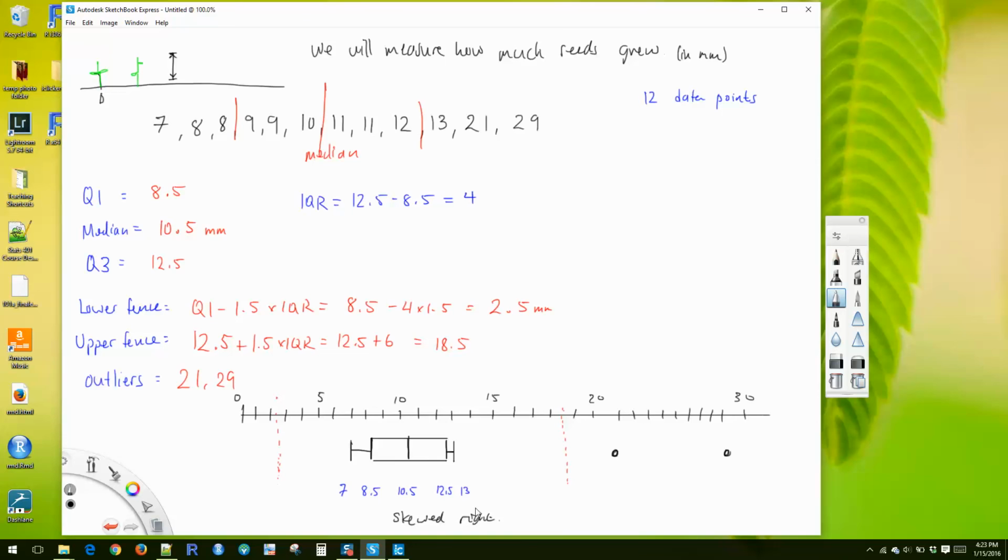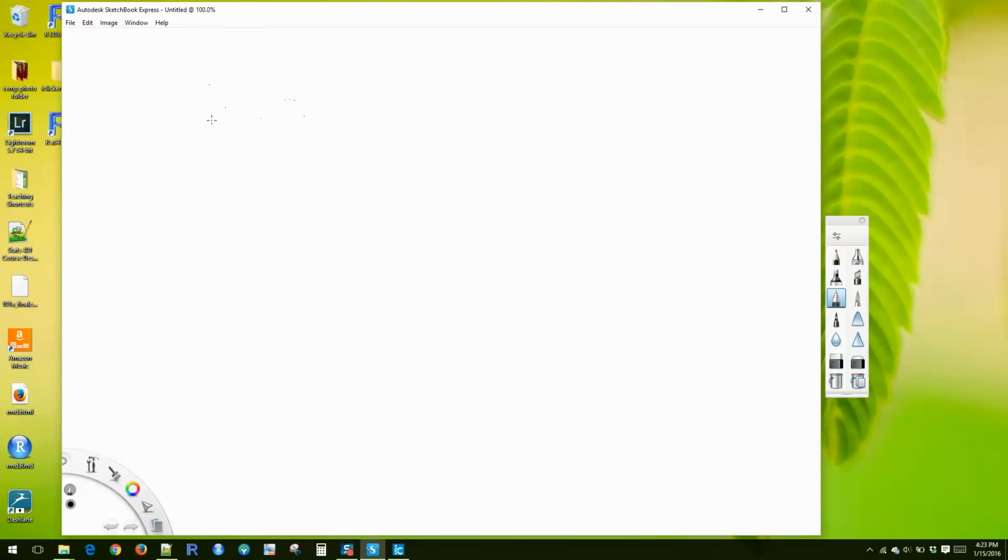Okay, I'm going to flip to the next slide, and when you look at a box plot, you can also get a sense of the spread in your data. Okay, so if this is one box plot, and you have another box plot that looks like this, so let's say, and then you have another box plot that looks like this.